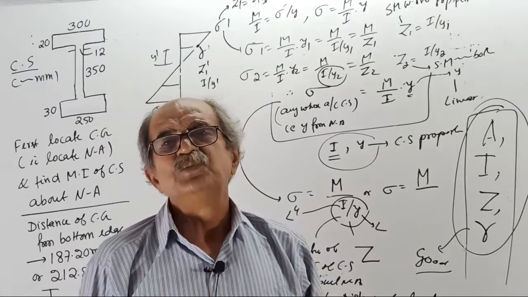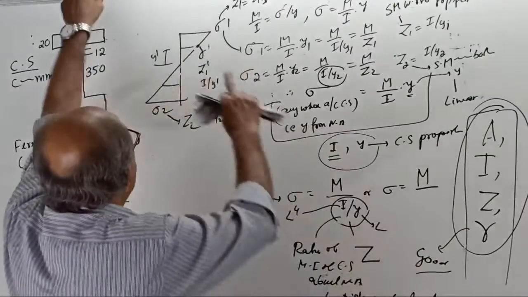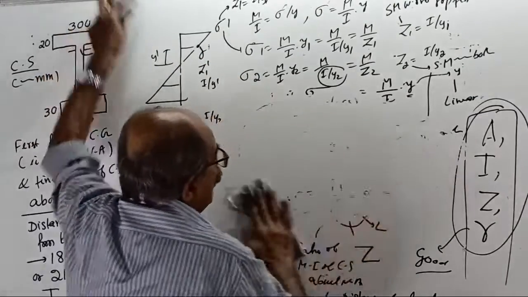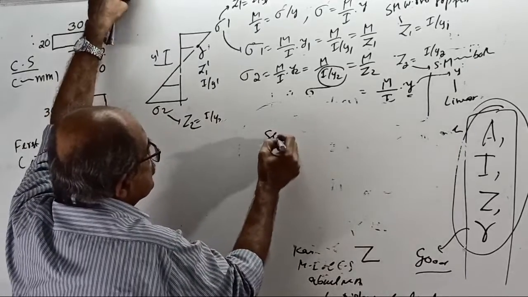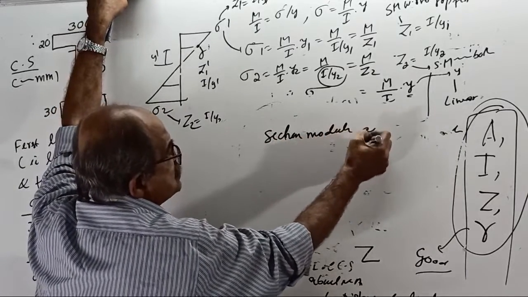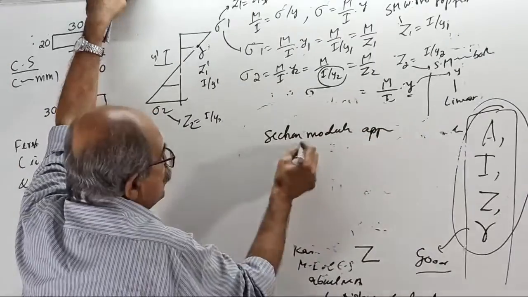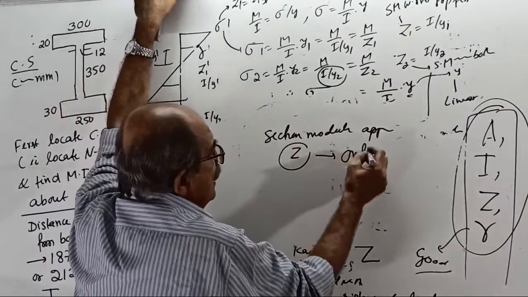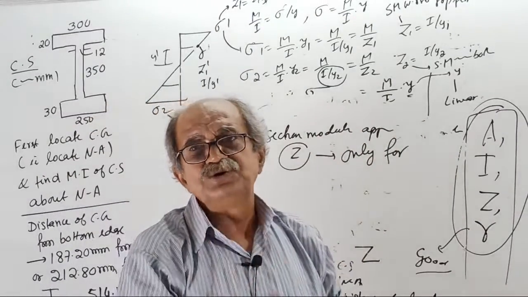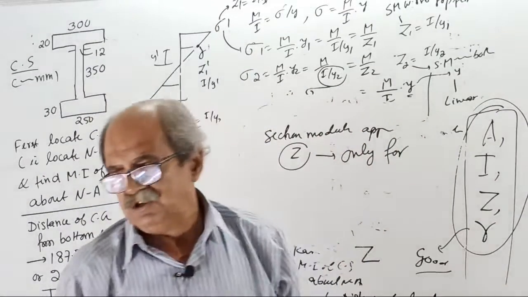That looks very odd. See, intermediate, there are infinite levels. So remember now, make a note: section modulus approach, Z approach, use only for, tell me what? Section modulus approach, use only for, which one?